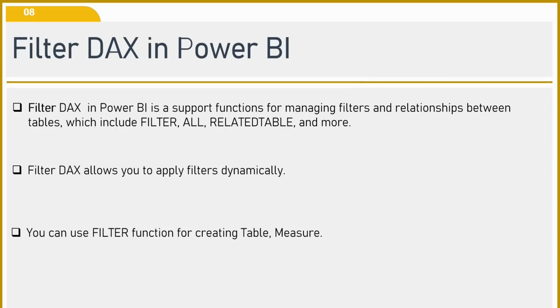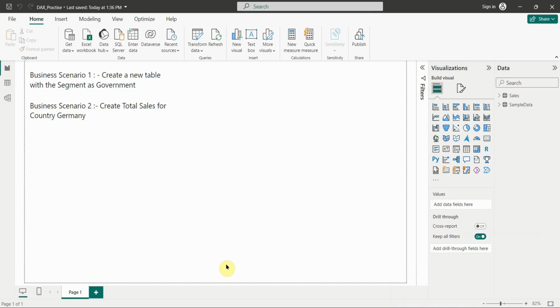So let us go to Power BI Desktop and see some business scenarios to see how this FILTER function works. So I am in Power BI Desktop, and now let us see some business scenarios for using the FILTER function. The very first scenario is to create a new table with the segment as Government. The second scenario is to create total sales for the country Germany. So these are the two scenarios that we are going to look at in this video.